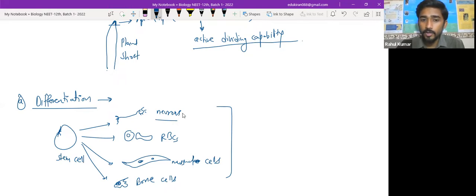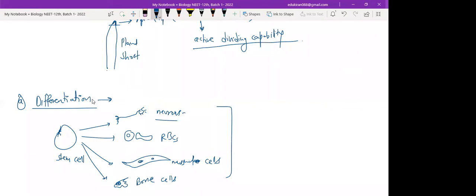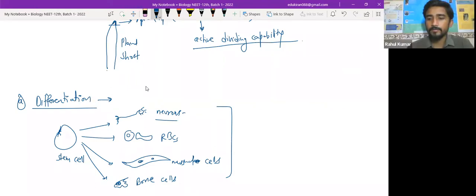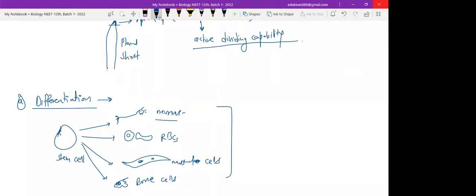Now each cell is different and unique. Neurons cannot form RBCs, RBCs cannot form bone cells. So which means now these cells have differentiated. Is it clear? Say yes or no. Is the concept clear to all of you? Yes.